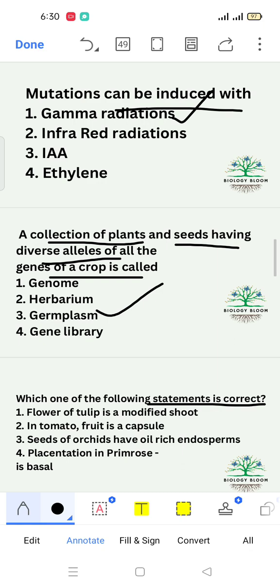The fruit of tomato is a berry, so it is incorrect. Seeds of orchids have oil-rich endosperms: orchids do not have endosperms. And option 4, placentation in primrose is free central. So option first is the right one. Flower of tulip is known as modified shoot. Flowers are basically modified shoots. So option first is the right one.